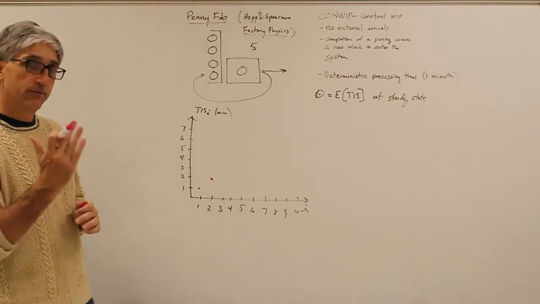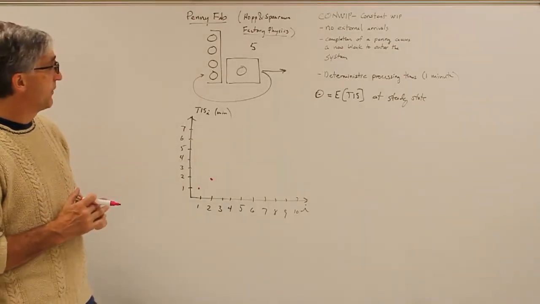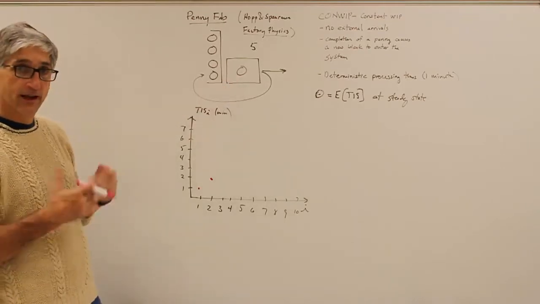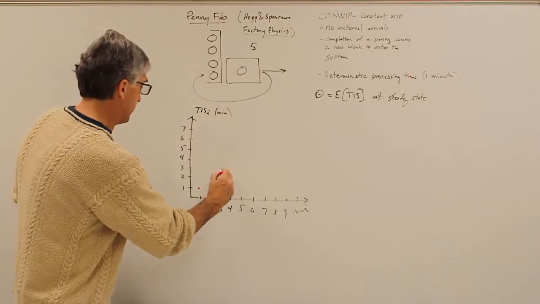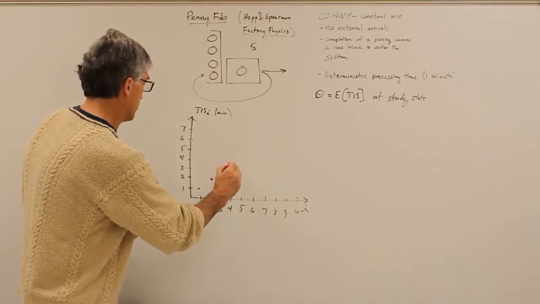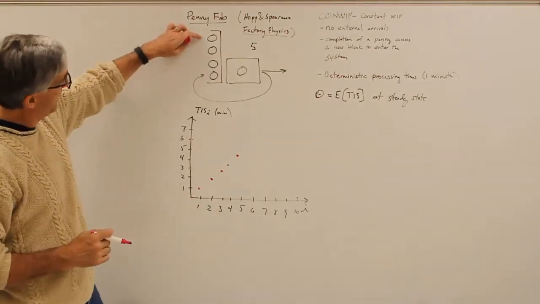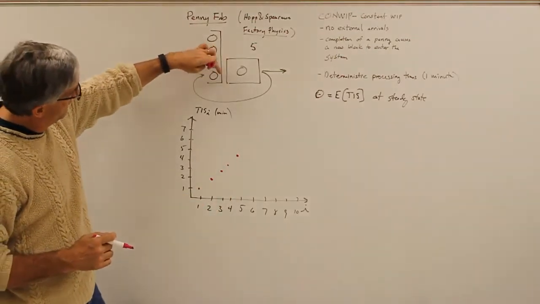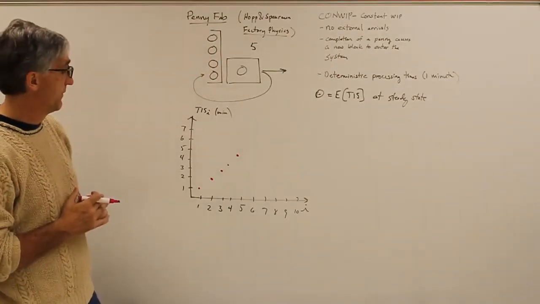When it finishes, we start processing the 3rd penny. So the 3rd penny waited for the 1st penny and waited for the 2nd penny and then was processed. So it spends 3 units of time in the system. The 4th penny spends 4 units of time. The 5th penny spends 5 units of time, because that 5th penny, again, waited for pennies 1, 2, 3, and 4 for 4 minutes and then was processed for 1 minute.